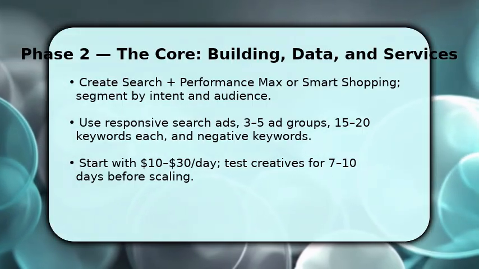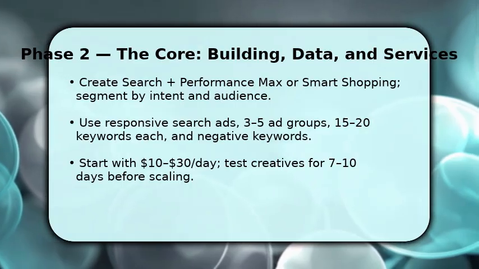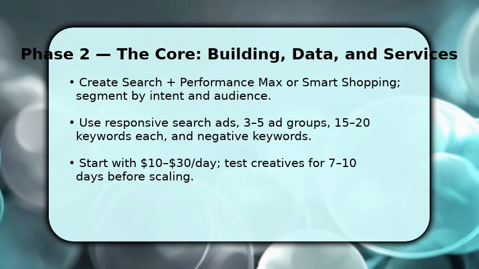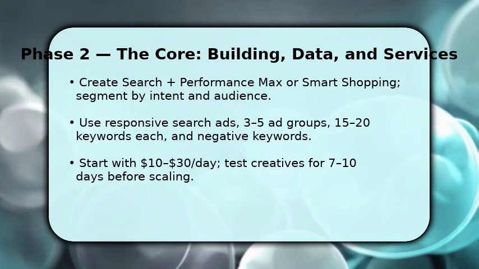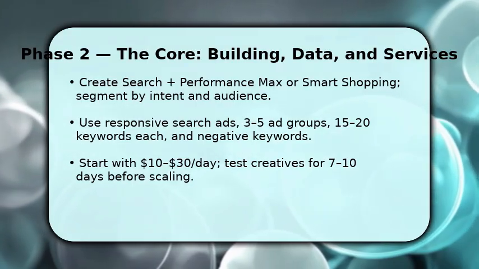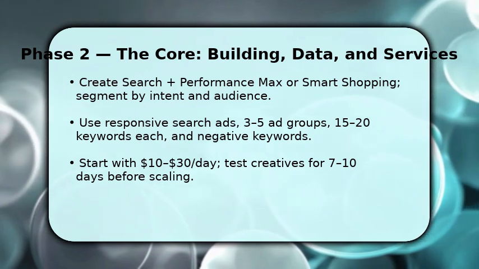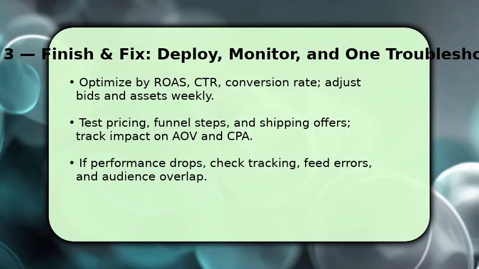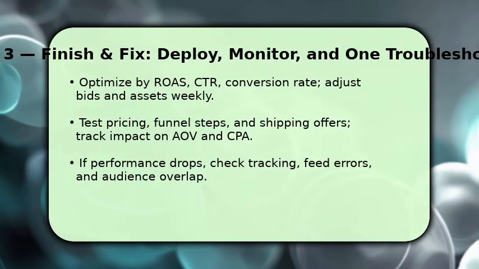Bid conservatively at first, $10 to $30 per day, and monitor cost per conversion. Once you collect 7 to 10 days of data, pause losers, refine creatives, and reallocate spend to top performers. Finish by optimizing for ROAS and conversion rate.